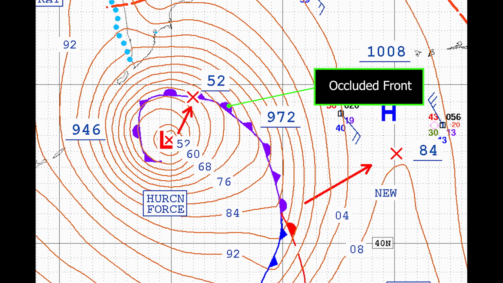Here, we have an occluded front, which forms when a cold front overtakes a warm or stationary front. If a cold front catches up to a warm front, it's called a cold occlusion. If a warm front overtakes a cold front, it's a warm occlusion. This process eventually leads to the front dissipating.